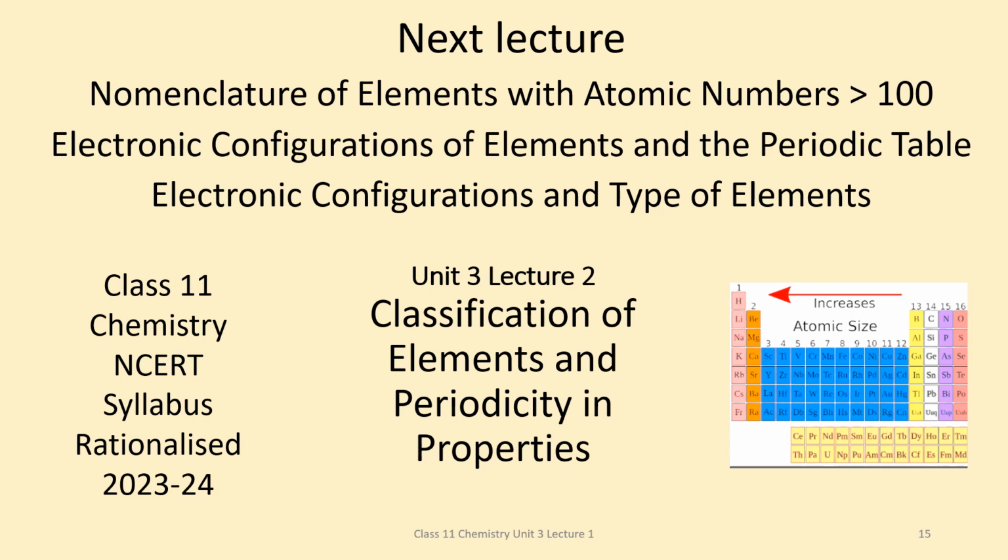With this we come to the end of our first lecture of unit 3, that is classification of elements and periodicity in properties. In the next lecture we will study about nomenclature of elements with atomic numbers greater than 100. We will also study electronic configurations of elements and periodic table, as well as electronic configurations and types of elements.